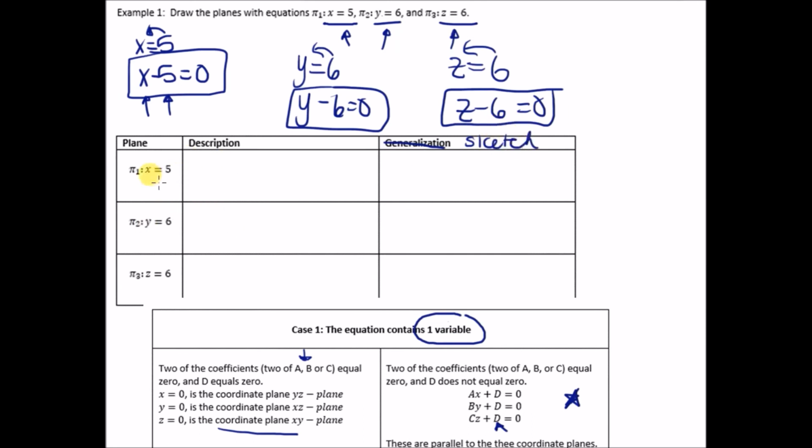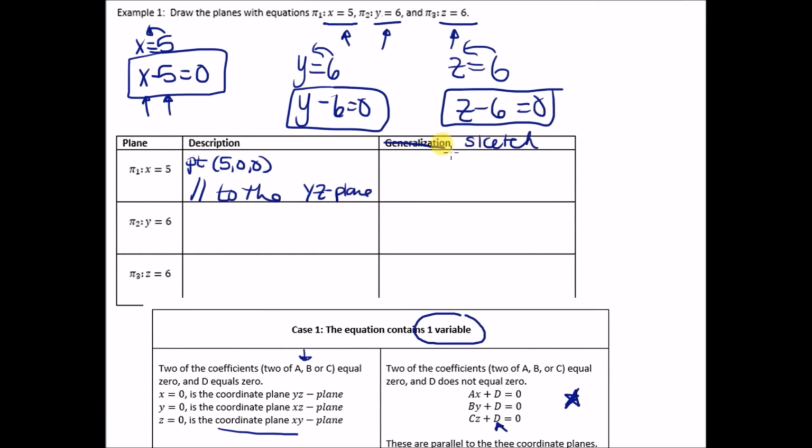Okay, description. So x equals 5 goes through the point 5, 0, 0. So x is 5, y is 0, z is 0. And because it contains that x, it's parallel to the YZ plane. So let's go ahead and sketch that.